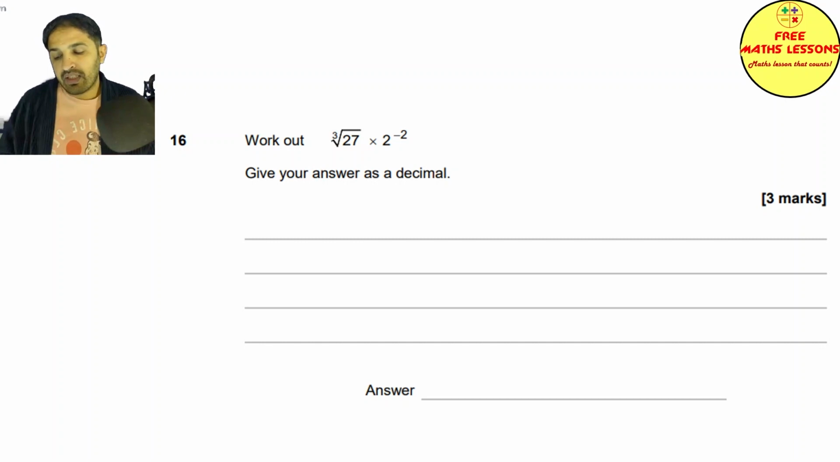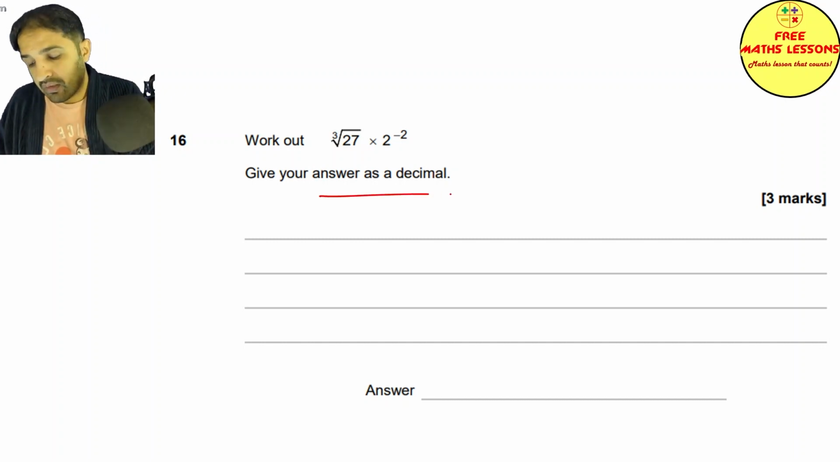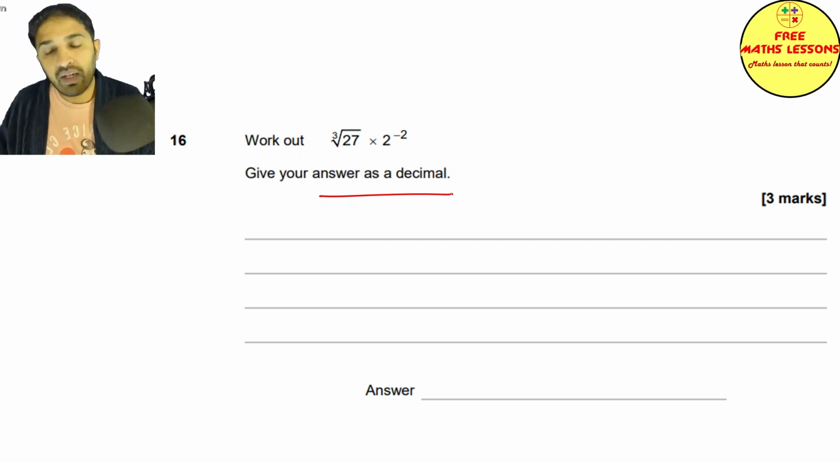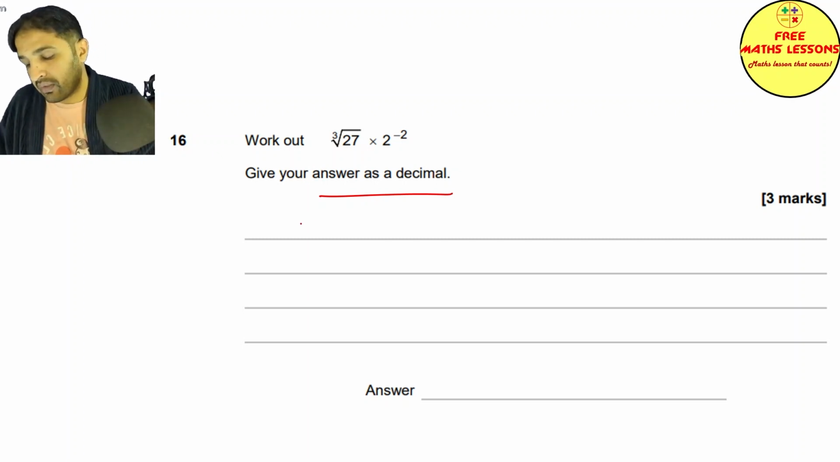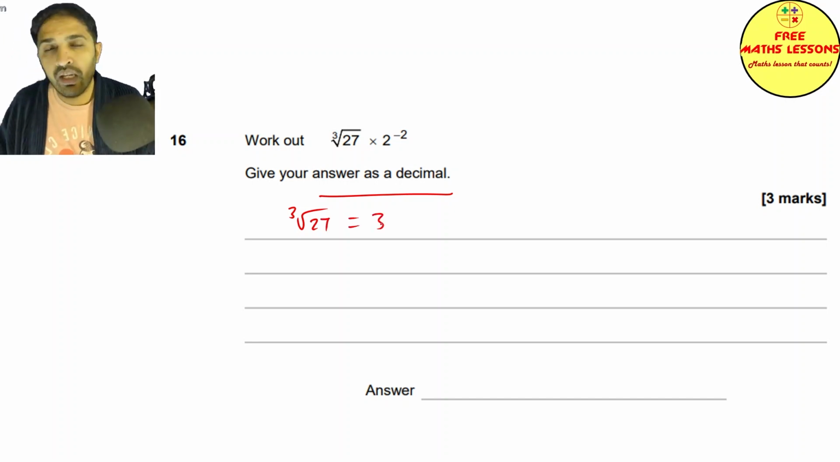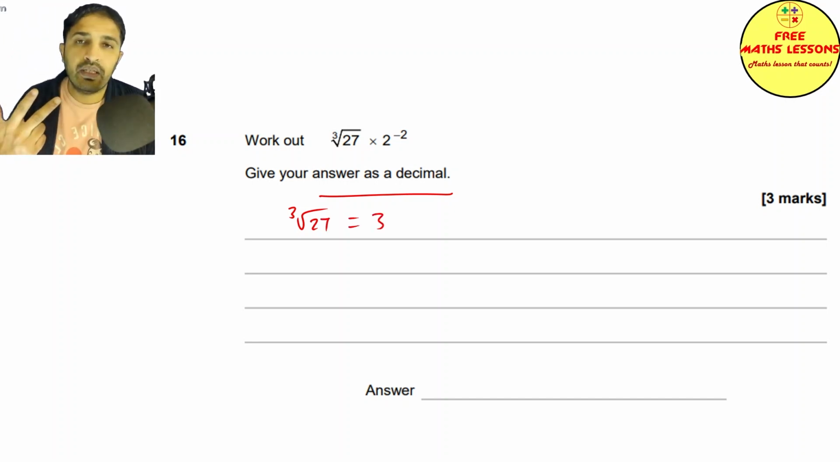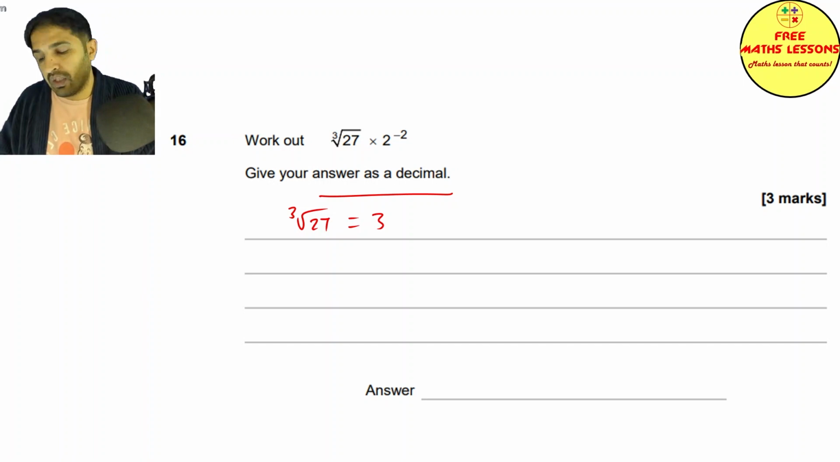Give your answer as a decimal. We've been specifically asked to give our answer as a decimal. Okay, so make sure you keep that in mind. First, find out the cube root of 27. So we're going to write that down. Cube root of 27 is 3. Why? Because 3 times 3 times 3 will give you 27. So when you cube root it, you do the opposite of 3 cubed, which is 3.